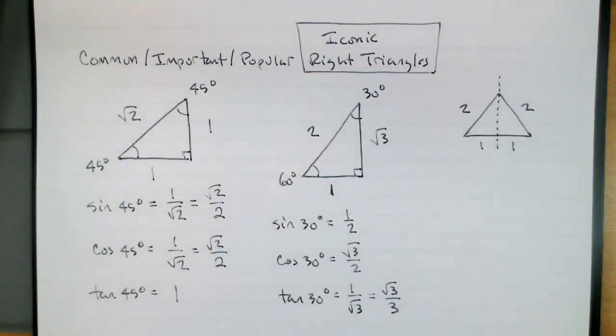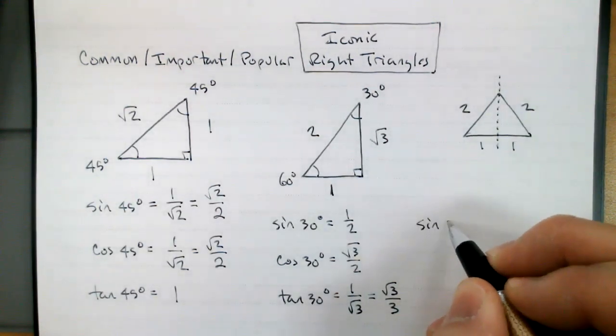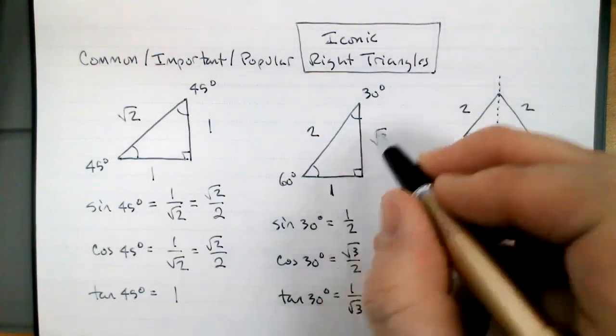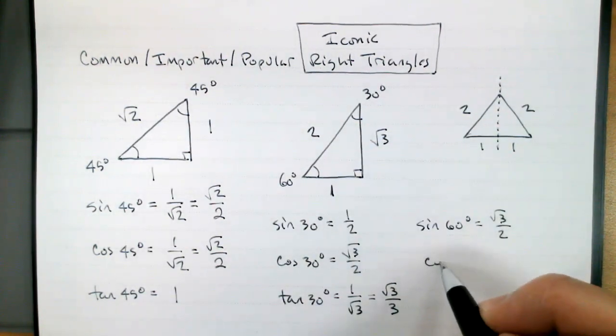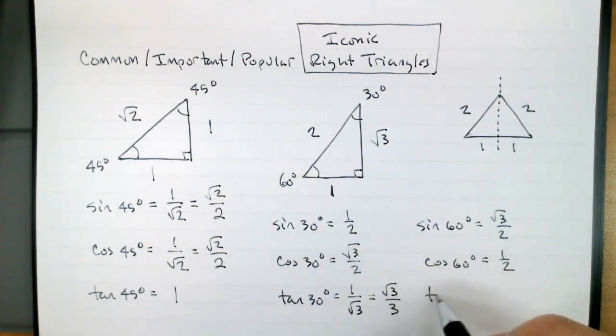But there's another angle. We have the sine of 60 is the square root of 3 opposite over hypotenuse, so square root of 3 over 2. Cosine of 60 is a half. Tangent of 60 is square root of 3 over 1.